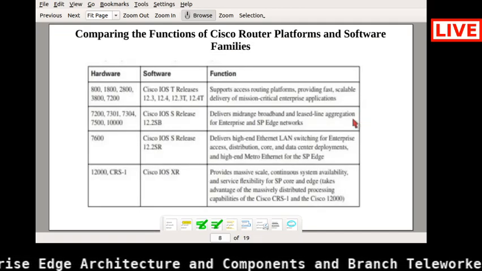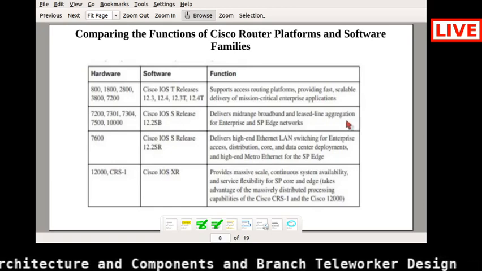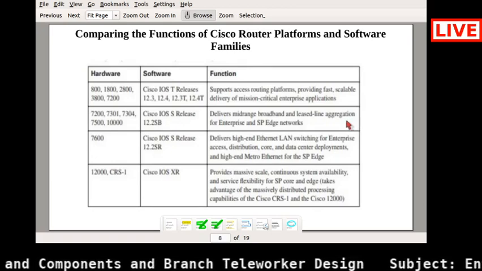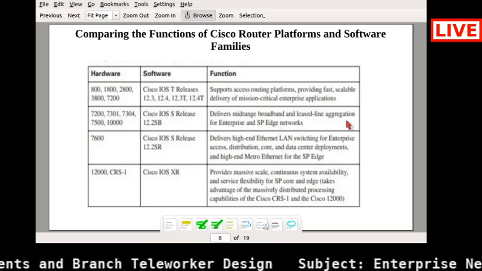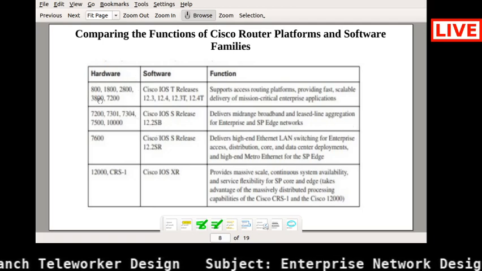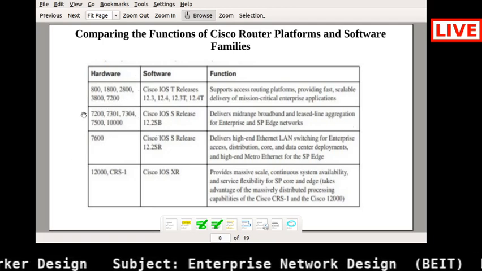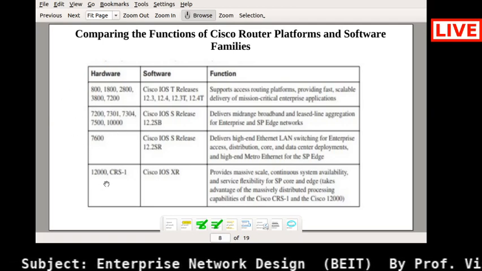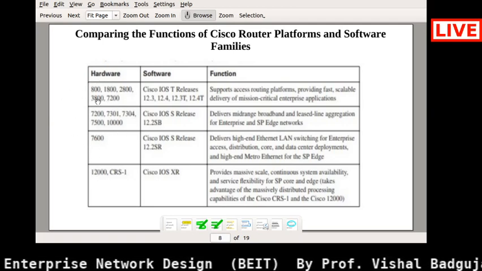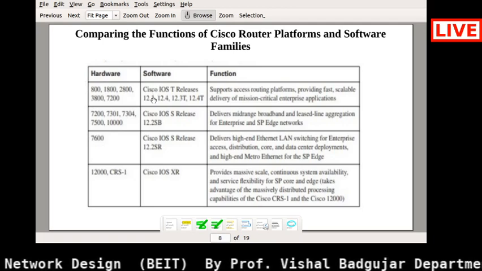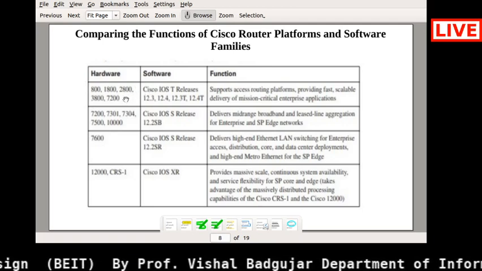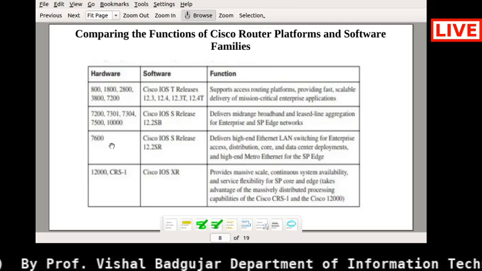Then we will have some different functions of the Cisco routers, whatever I have mentioned in the contents part as well. If you see here, these are some Cisco router serial numbers, and the software which we are embedding, or which we are going to use on top of the hardware.